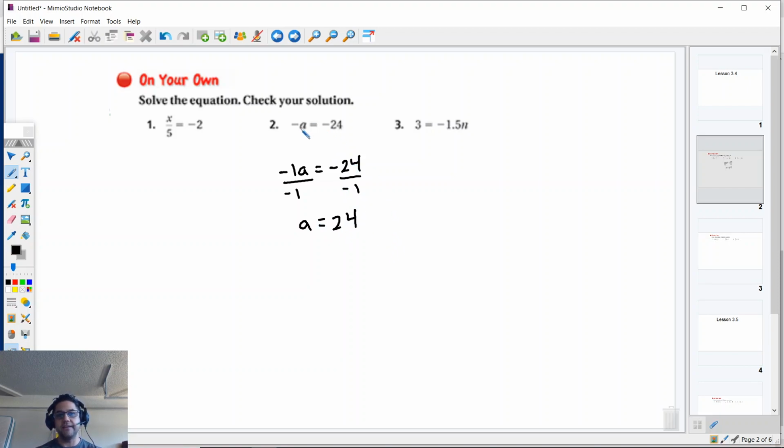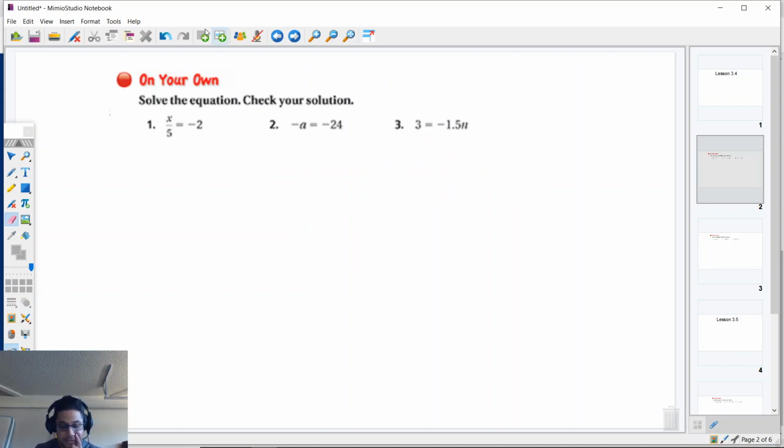If I were to check it, remember, it really just says negative a, and a is 24. And I got negative 24. Well, that's kind of a duh statement. Negative 24 does equal negative 24. All right, let's rock on.